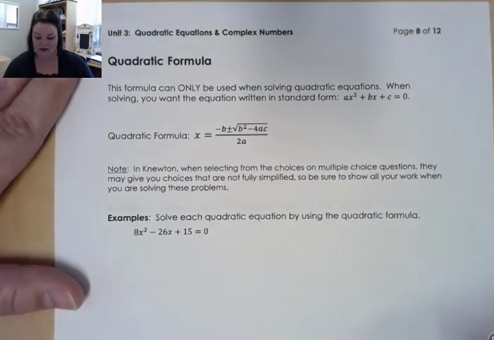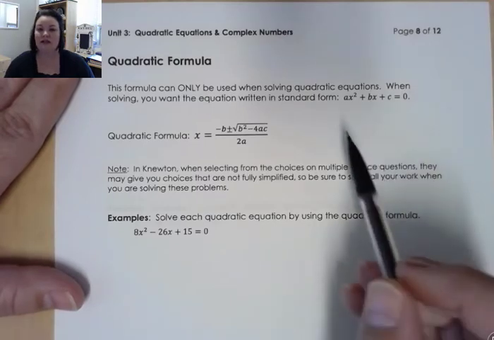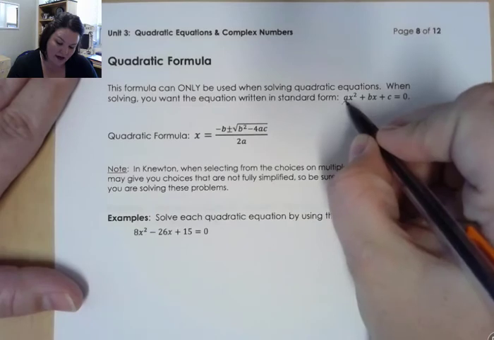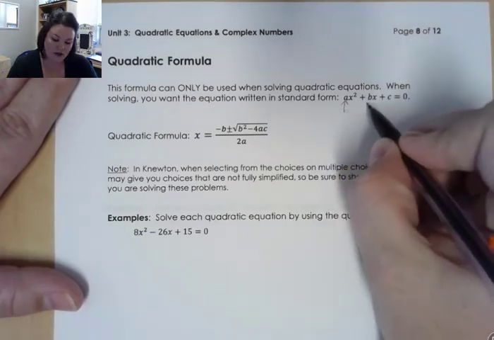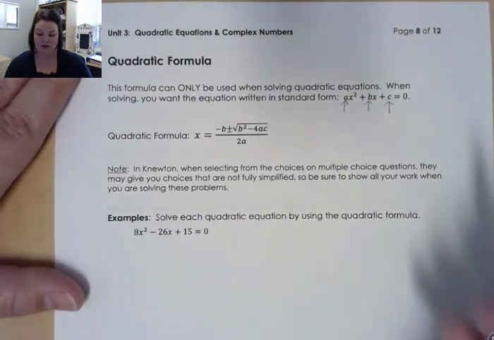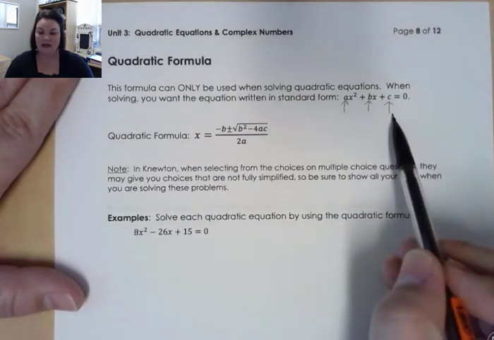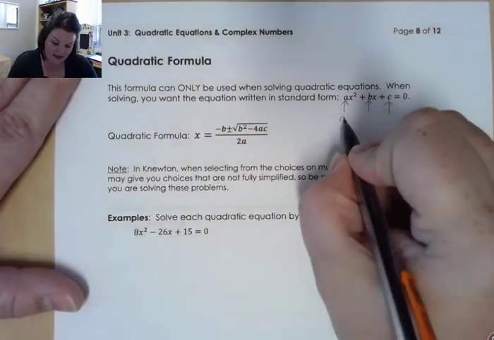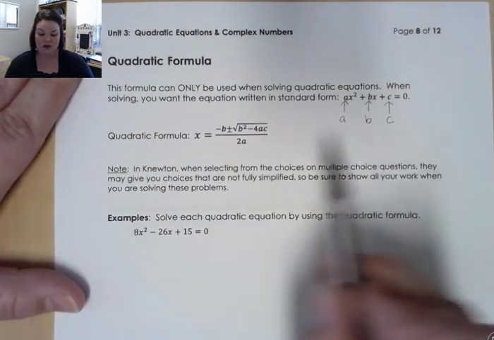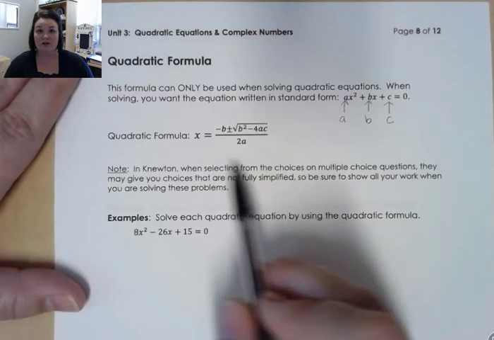So once we have our equation written in standard form like this, notice this is our a, it's our leading coefficient, our b is our x term coefficient, and our c is our constant term. So this a, b, and c without the variable is what we're using to plug into our quadratic formula.